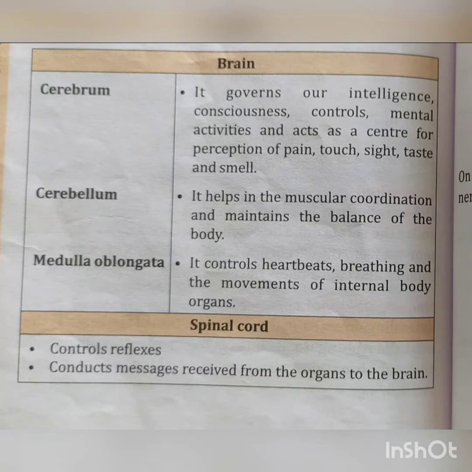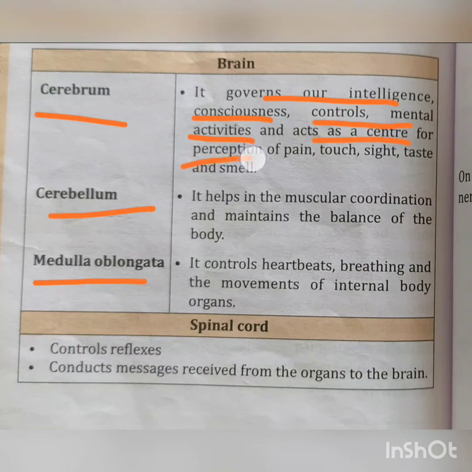So, we can summarize the main parts of the human nervous system and their functions. The brain has three main parts: cerebrum, cerebellum and medulla oblongata. The function of the cerebrum is that it governs our intelligence, consciousness, controls mental activities and acts as a center of perception of pain, touch, sight, taste and smell.